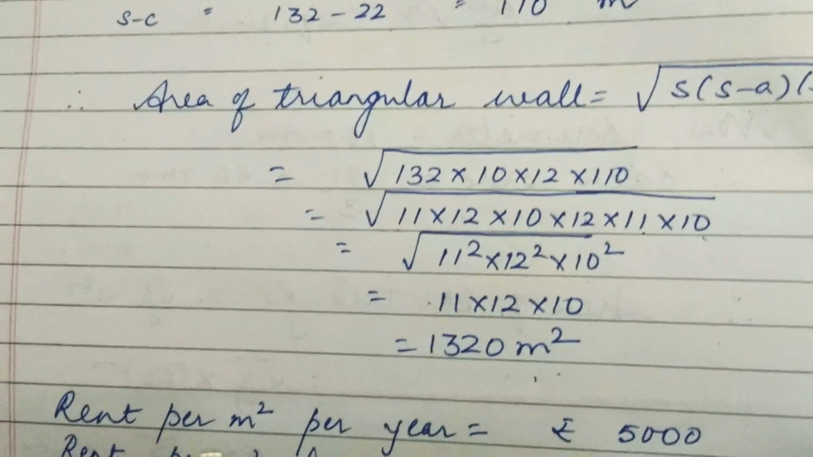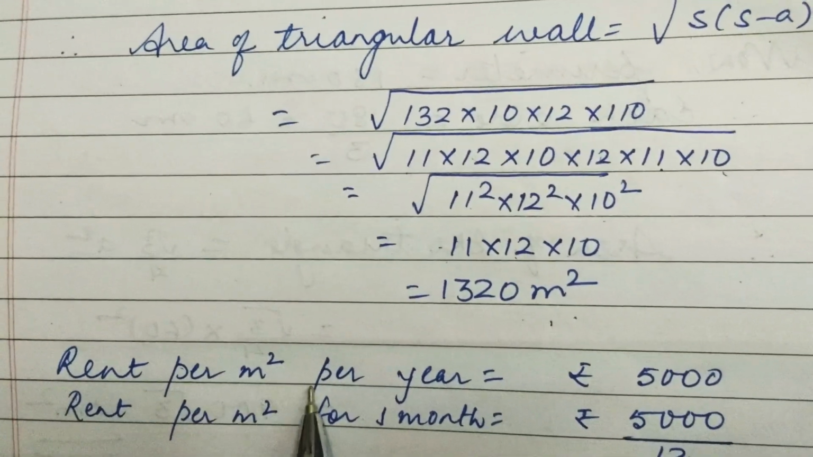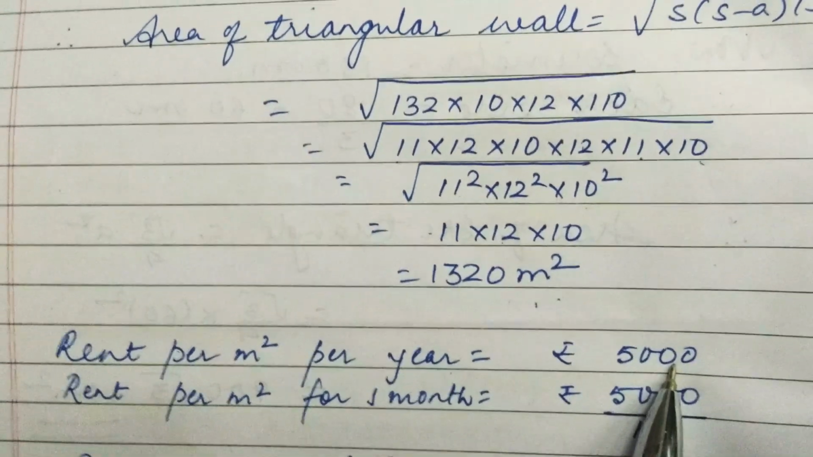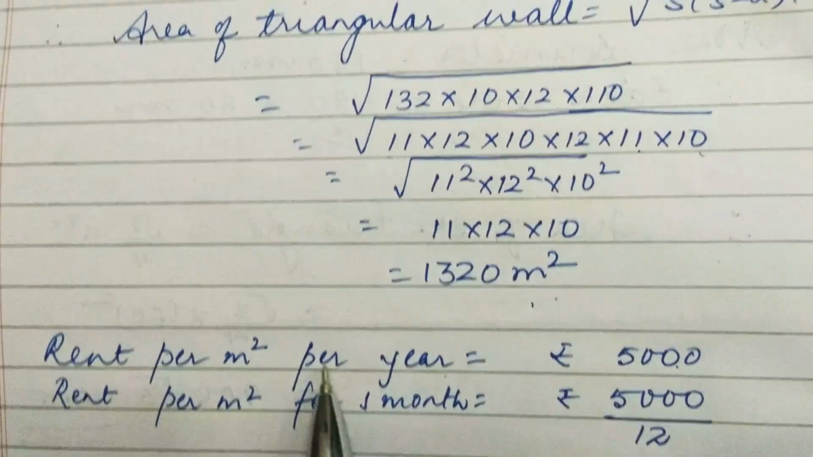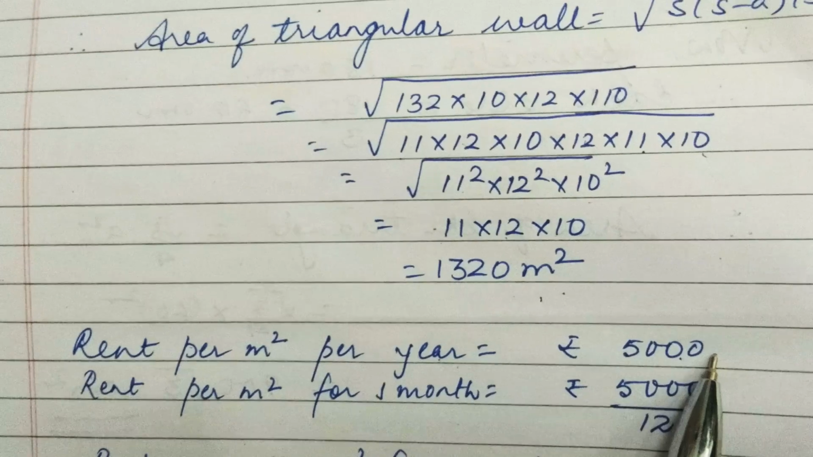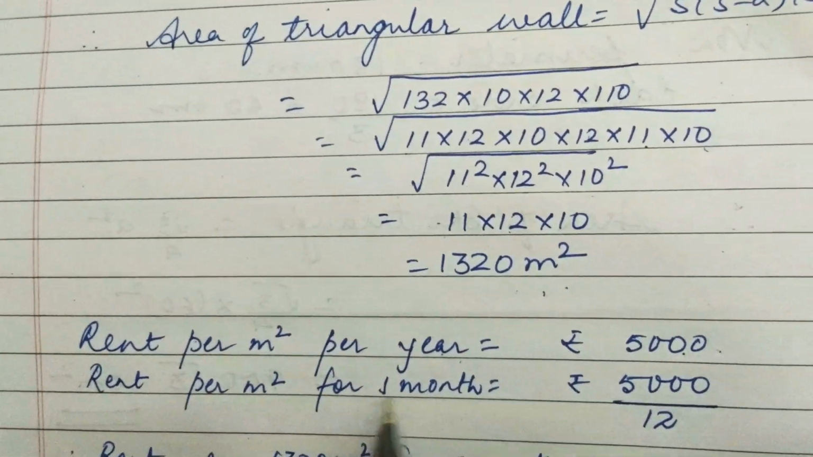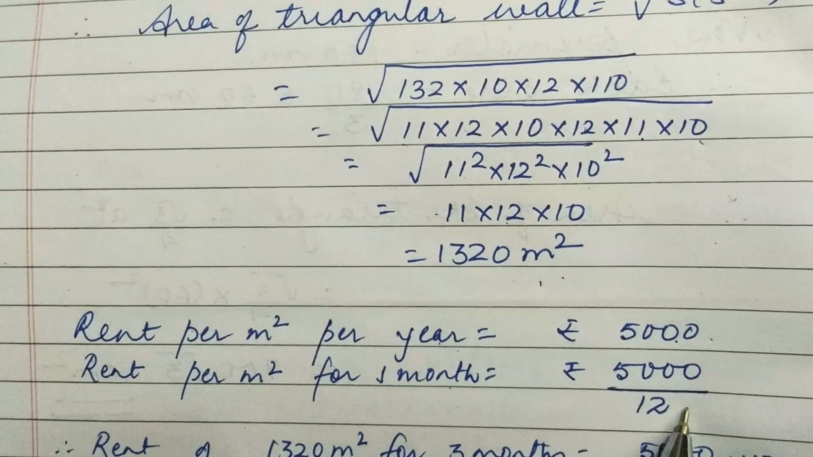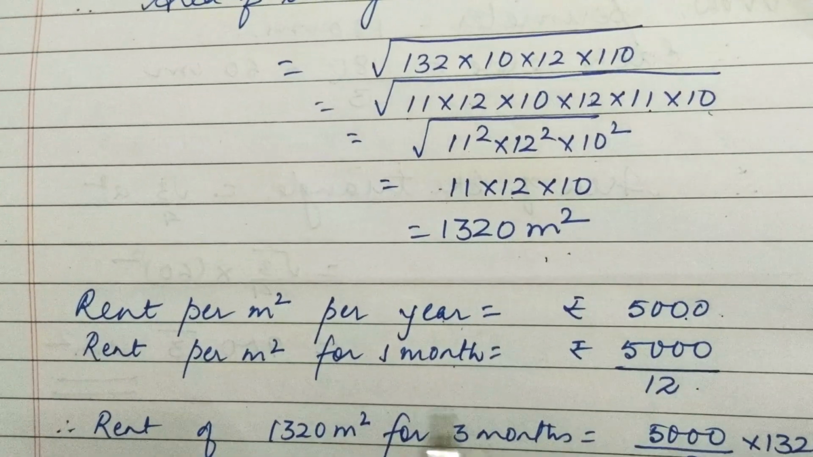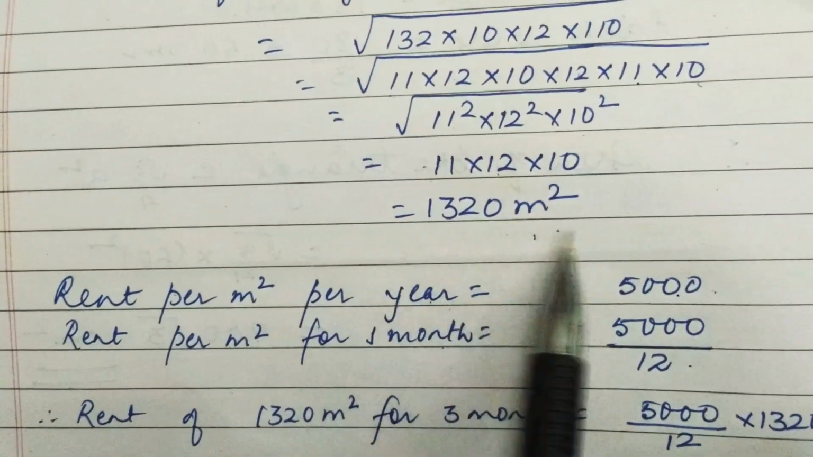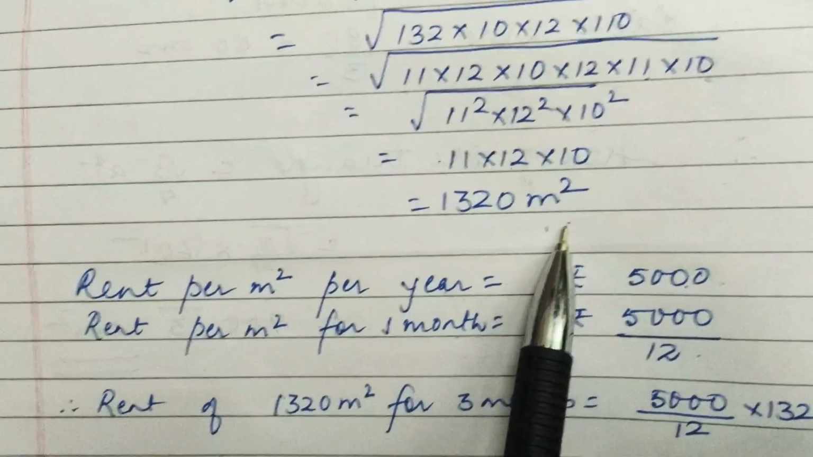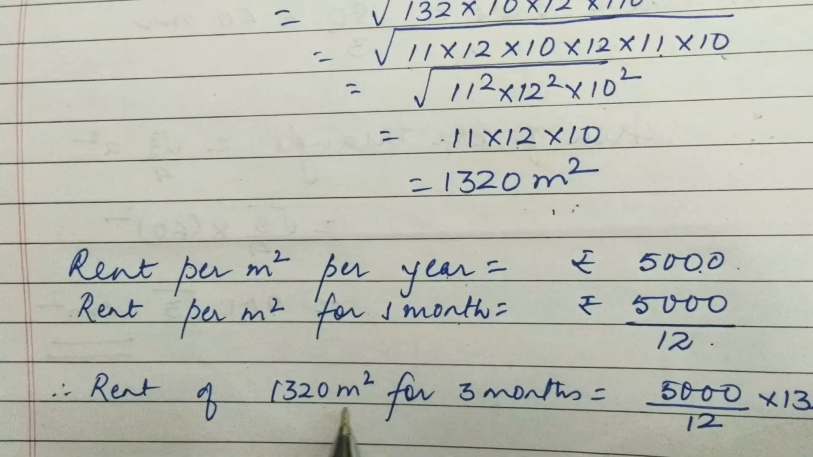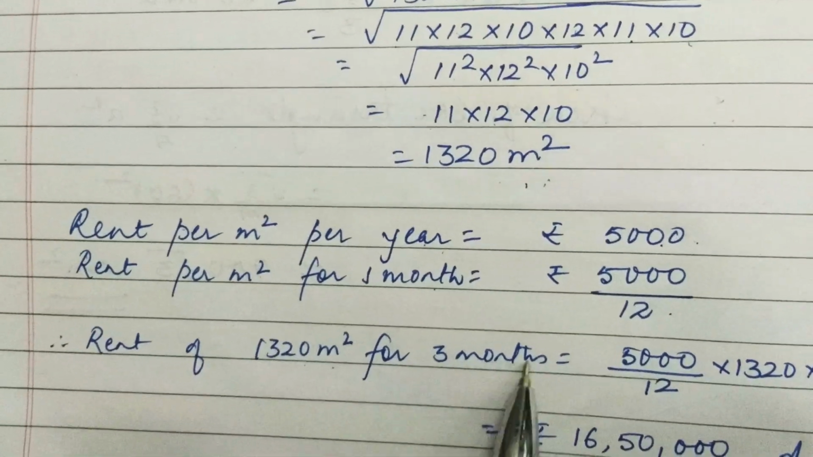Now what is the question given? The rent per meter square per year is rupees 5,000, which means for 12 months the rent is rupees 5,000. So rent for 1 month per meter square will be equal to 5,000 by 12 rupees. Now what is the total area of that wall? That is 1320 meter square. So we need the rent of 1320 meter square for 3 months.